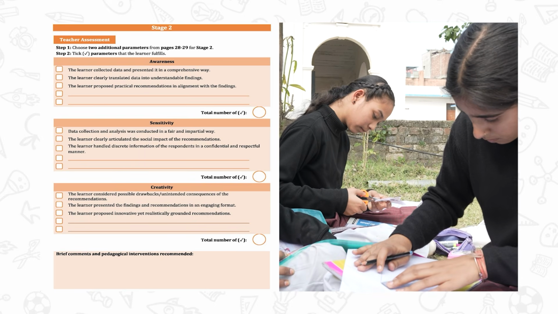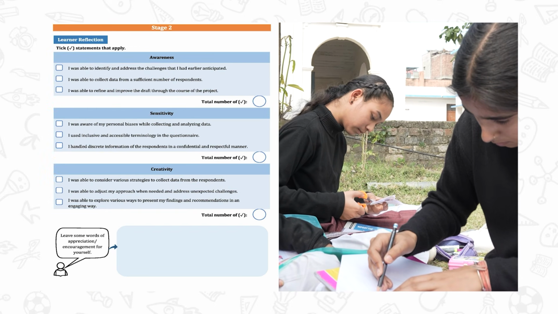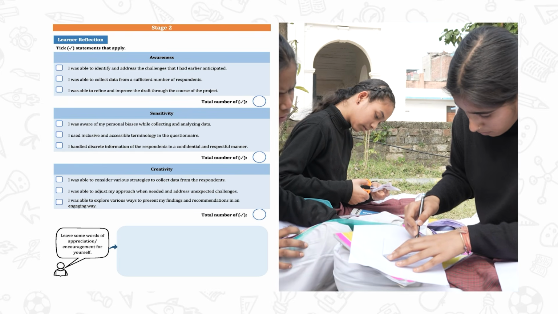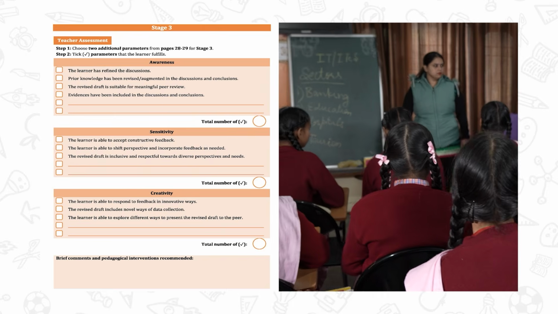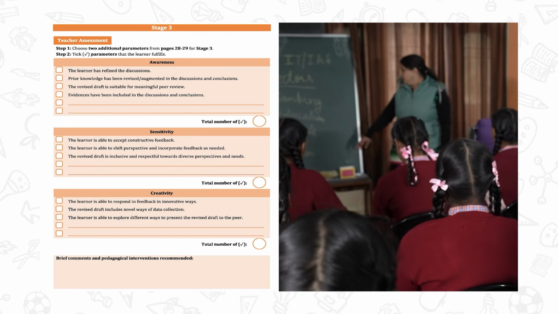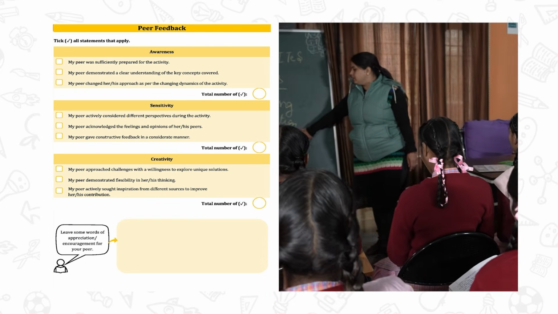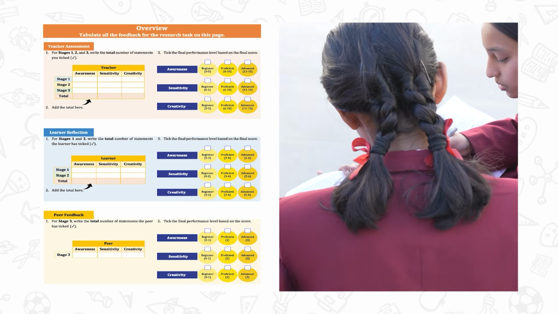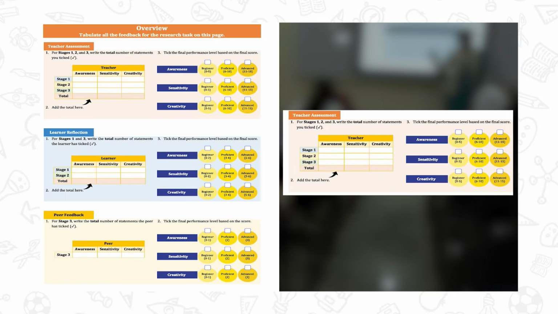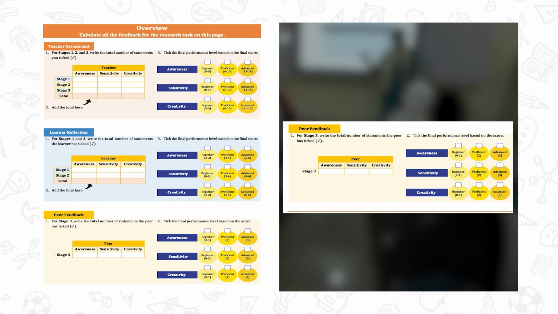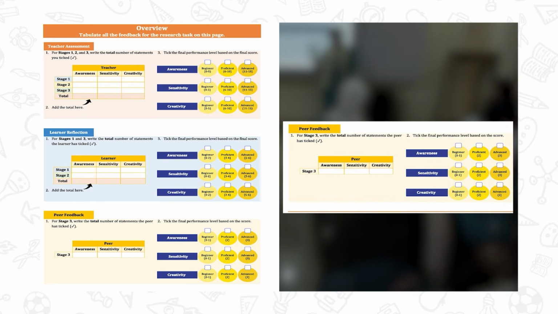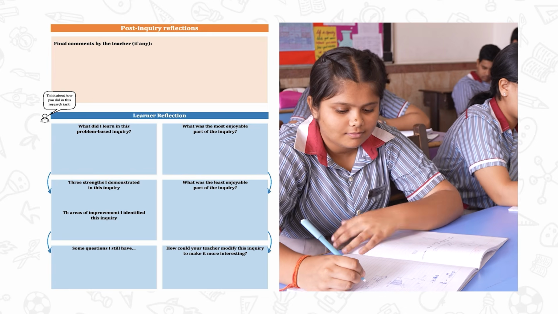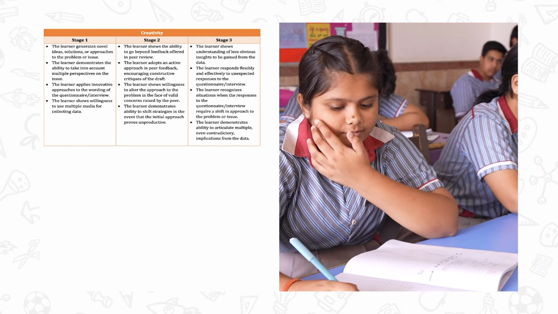Stage 2 has teacher assessment and learner reflection. By this stage, the learners have completed a first draft based on the prompt. Stage 3 has teacher assessment and peer feedback. The overview shows cumulative feedback for the learner based on teacher assessment, their self-reflection, and peer feedback at different stages. Finally, the learner does post-task reflections and notes down takeaways from the task.